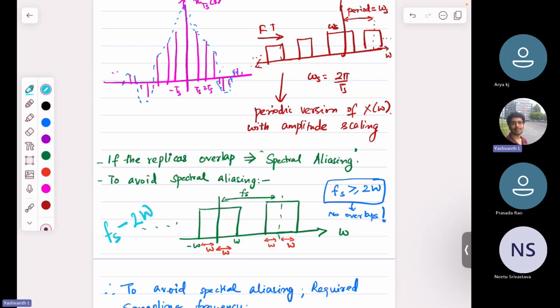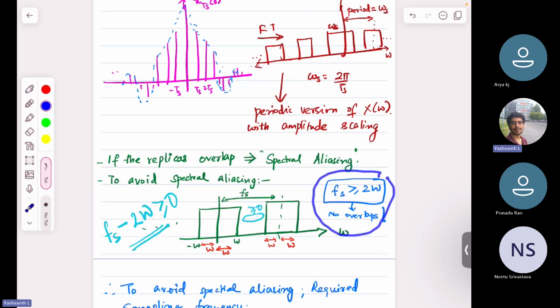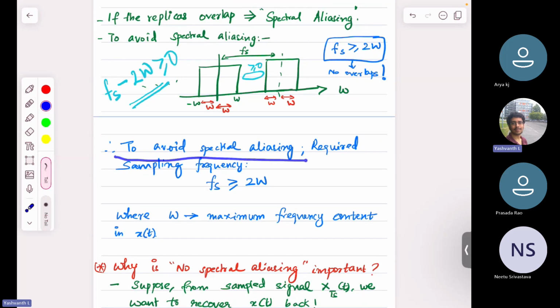Now if I want to avoid spectral aliasing, that is, if I want this distance to be non-zero, then Fs minus 2W should be greater than or equal to 0. This translates to the condition Fs is greater than or equal to 2W. Whenever Fs is greater than or equal to 2W, where W is the maximum frequency content of the signal, the Fourier transform of your sampled signal will not have the spectrums overlapping on top of each other. It will have no overlaps. In summary, to avoid spectral aliasing, the sampling frequency of the signal must be at least 2W, where W is the maximum frequency content in x of t.